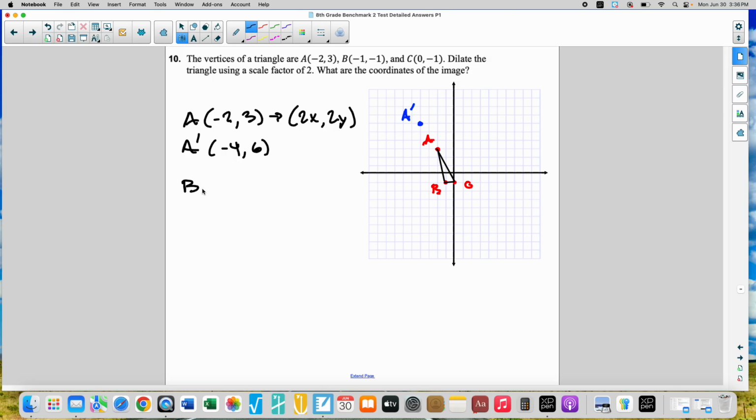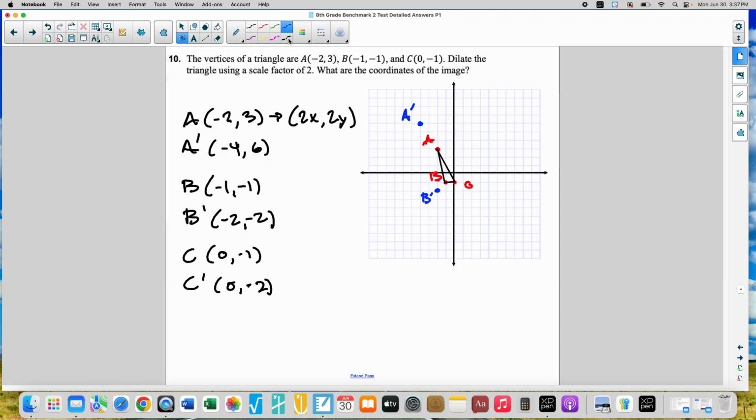Let's do B. B is -1, -1, and we're going to apply that 2x, 2y. So B prime is going to be -2, -2, right where B is. Get out of the way, B. We'll put B up here, and my new one is going to be B prime. And C was 0, -1. C prime is going to be 0, -2. Let's do that. So that is C prime.